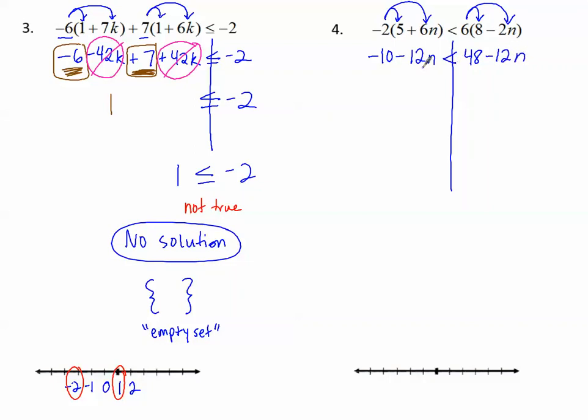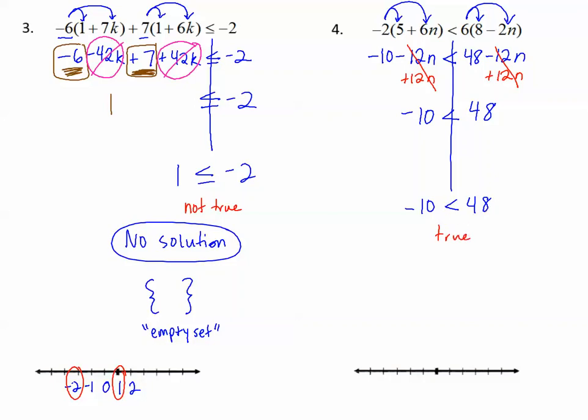I don't have like terms to combine on this side or like terms to combine on this side, so let's begin by getting our n's together. Negative 12n and negative 12n on both sides, the inverse of subtracting is adding. But notice that there are the inverses on both sides, so the n's are gone altogether. No n's over here, just negative 10. No n's over here, just 48. Now this time, negative 10 less than 48, this statement is a true statement. Negative 10 is less than 48.